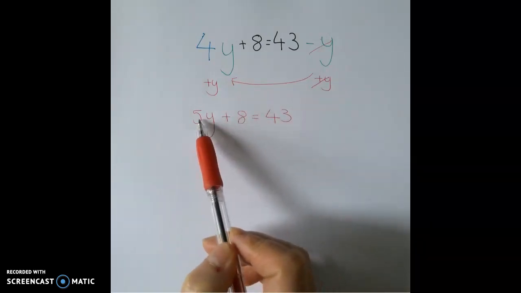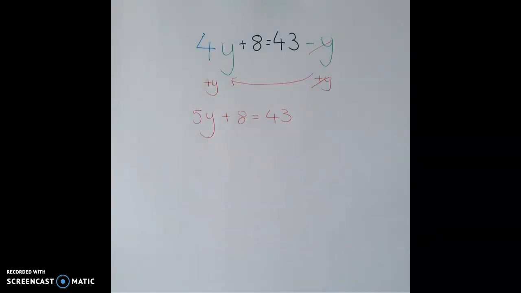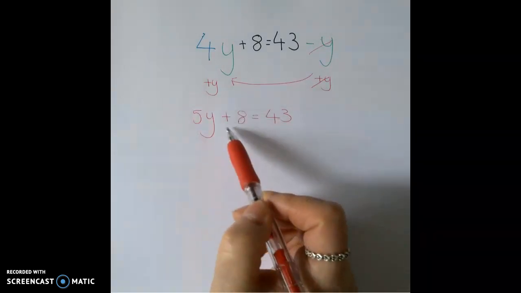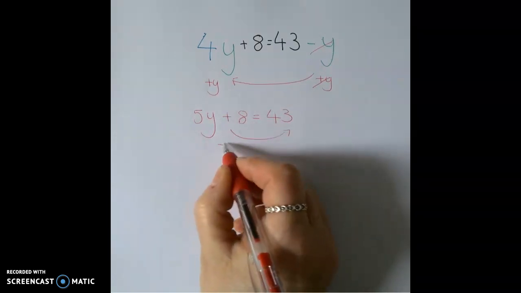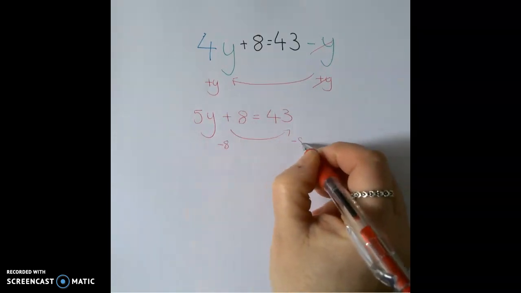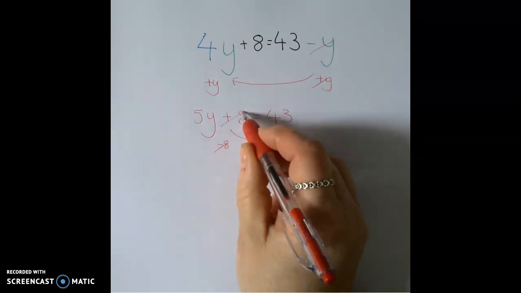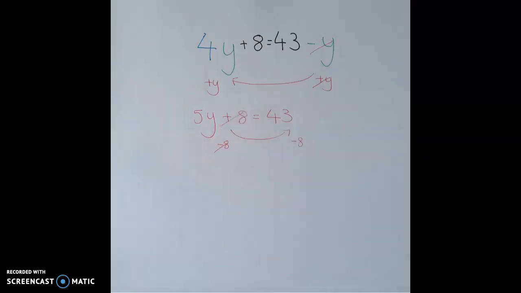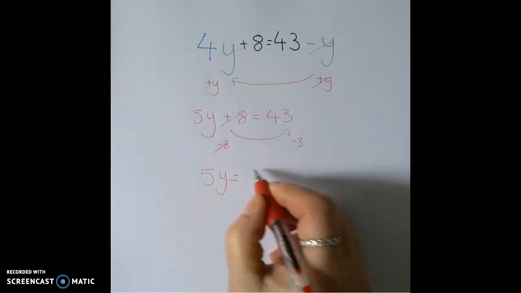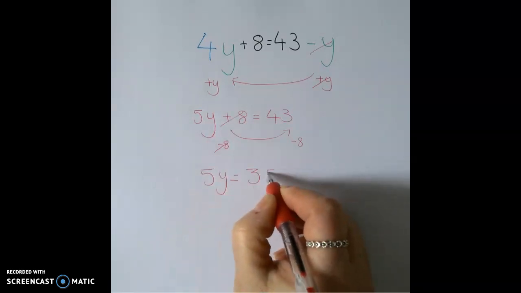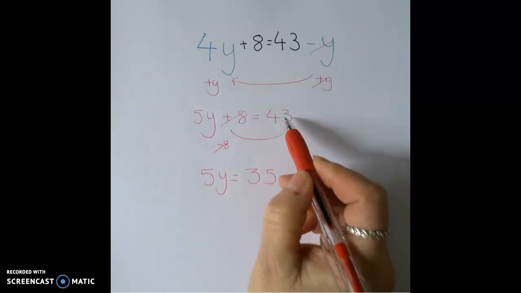It's adding onto the 5y. So the inverse of adding is subtracting. So to move that over to this side, we need to minus 8 from here and minus 8 from here, and that cancels that out. So what we are left with is 5y equals 35, because we've minused the 8 from here.